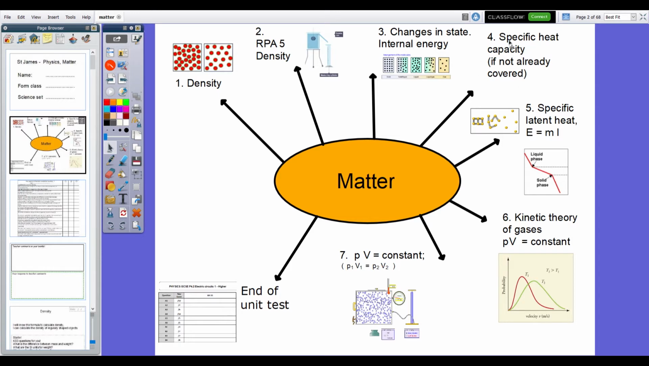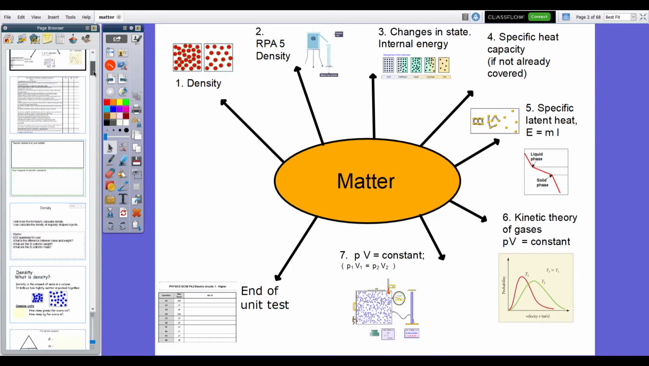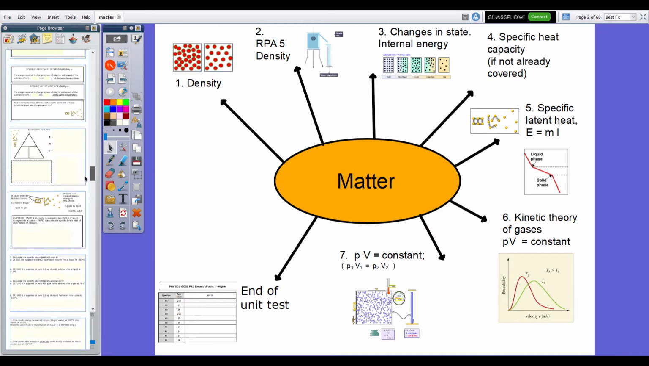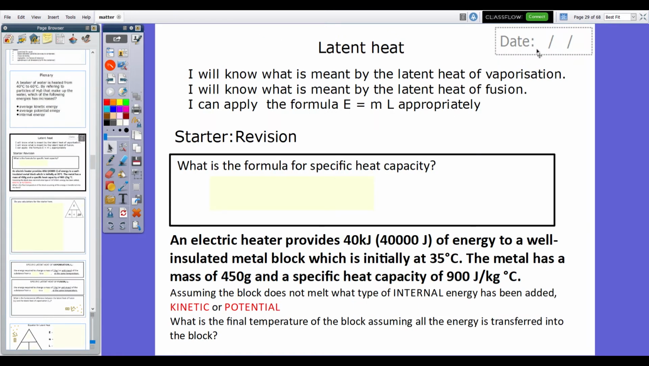We've already covered specific heat capacity in the energy unit, so there is a video available for that one, if you want to go and revise specific heat capacity. So let's jump straight into latent heat. Make sure you dated your work. I will know what is meant by the latent heat of vaporization. I will know what is meant by latent heat of fusion. And I can apply the formula E equals ml appropriately.